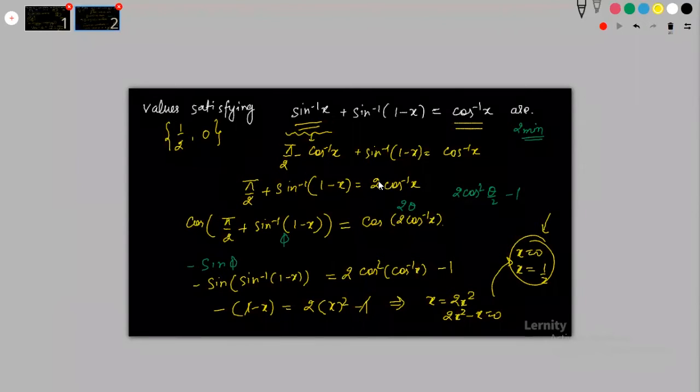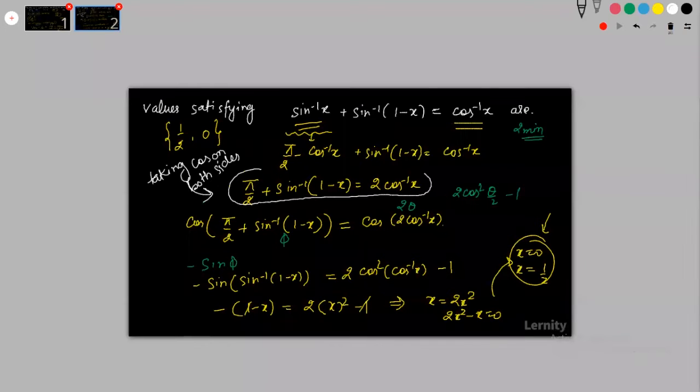But I'm not multiplying cos. This is not multiplying. I'm taking cos on both sides. So this step is taking cos on both sides. Okay. So I think till here everybody understood. Till this step everybody understood.